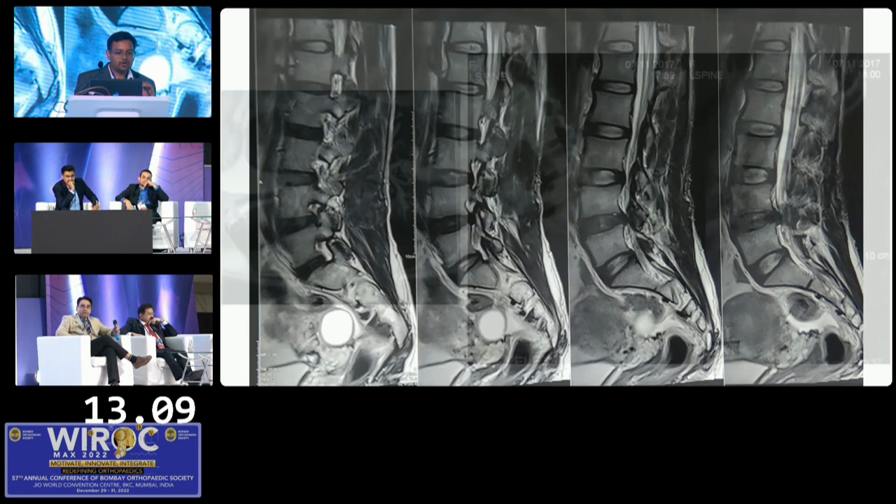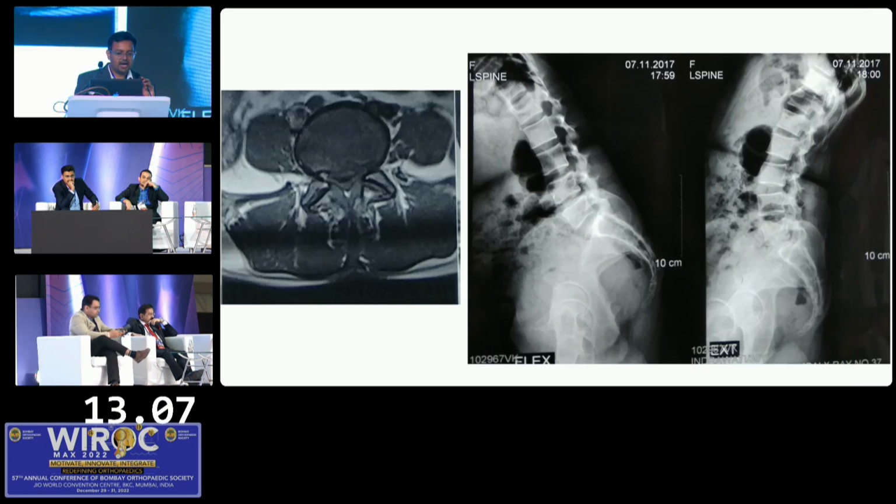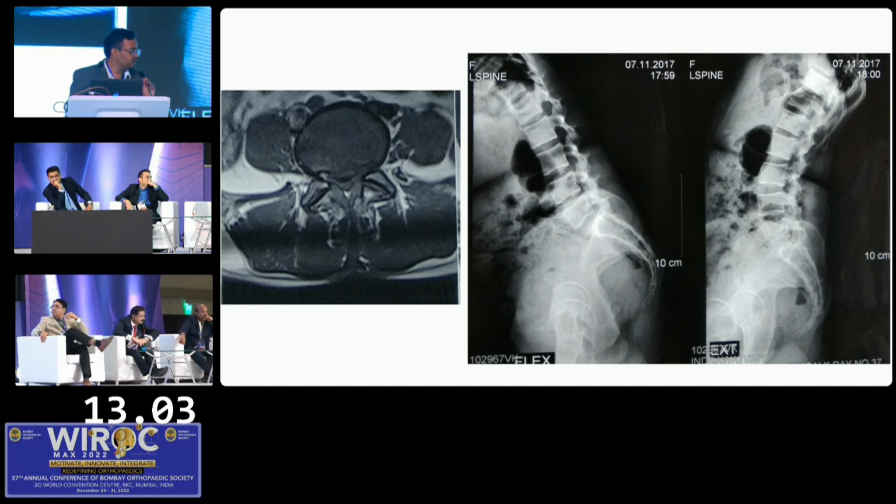Right. So these are the axial sections and these are the flexion extension X-rays. I would like to ask ABG sir to interpret for us.